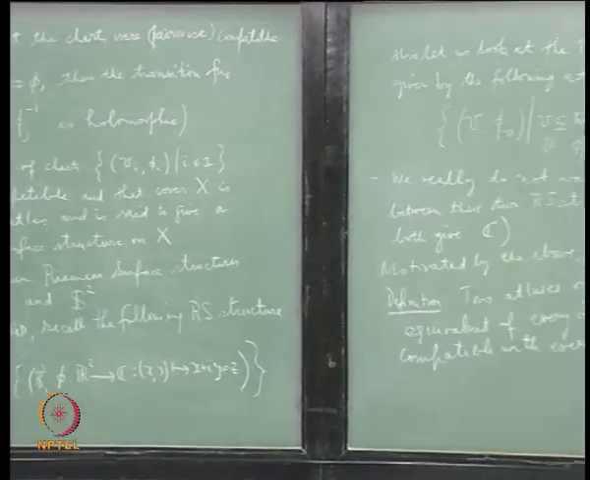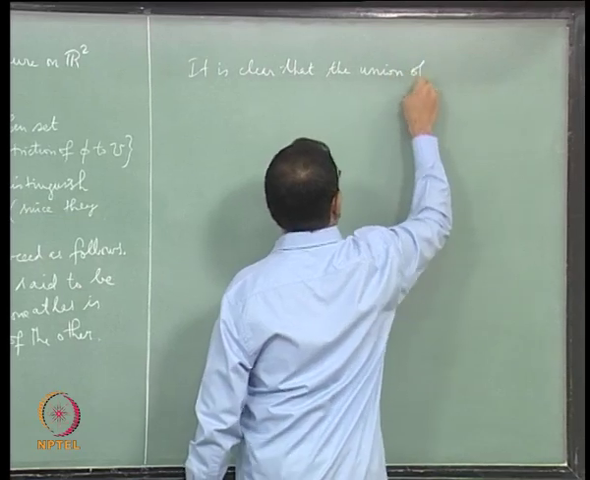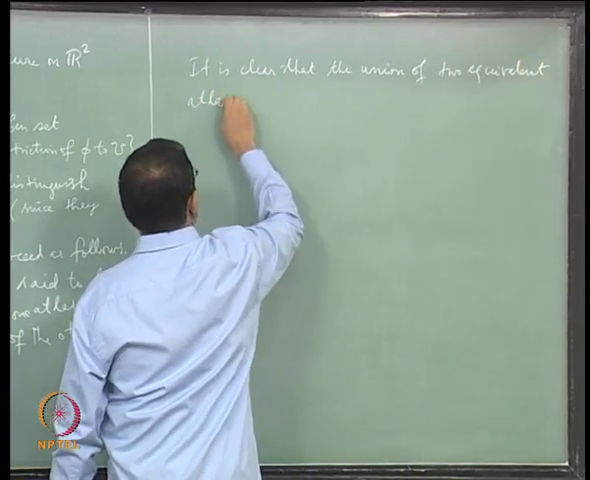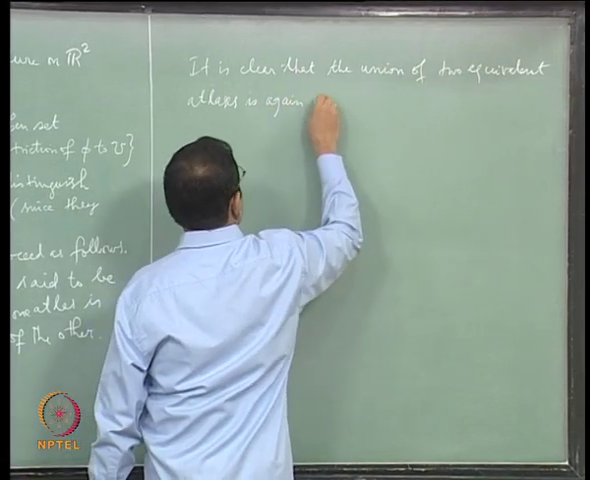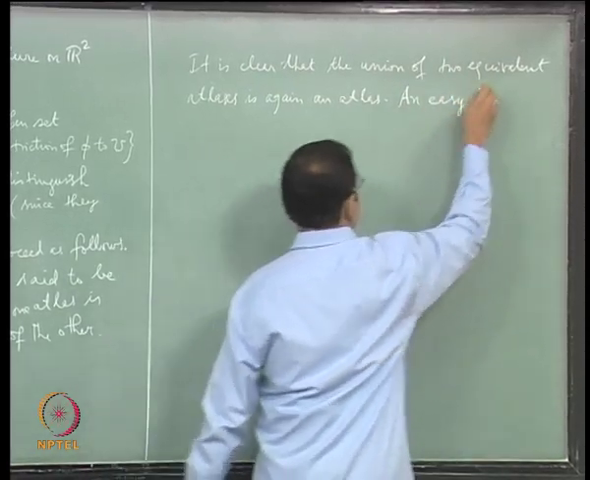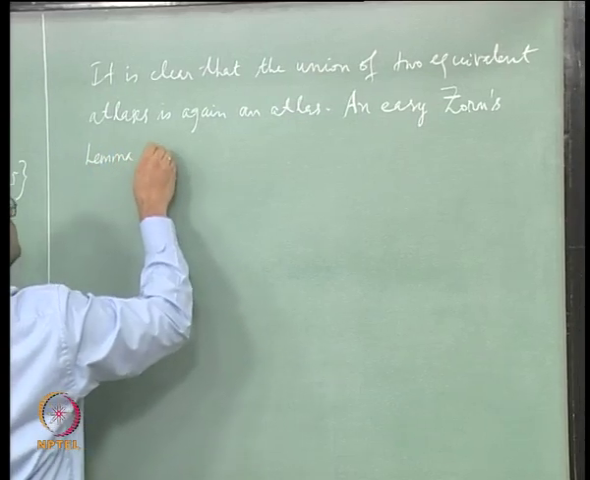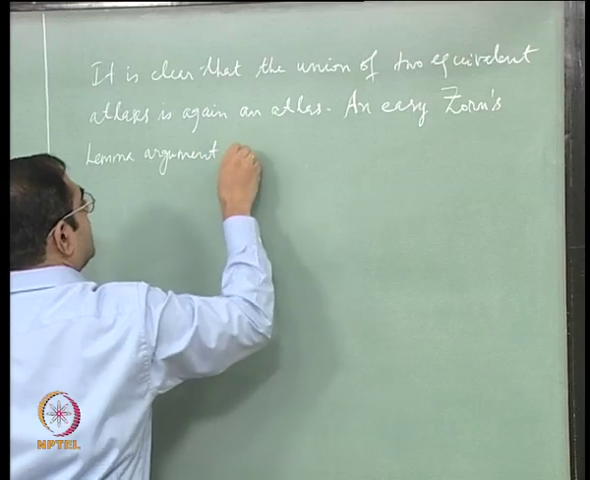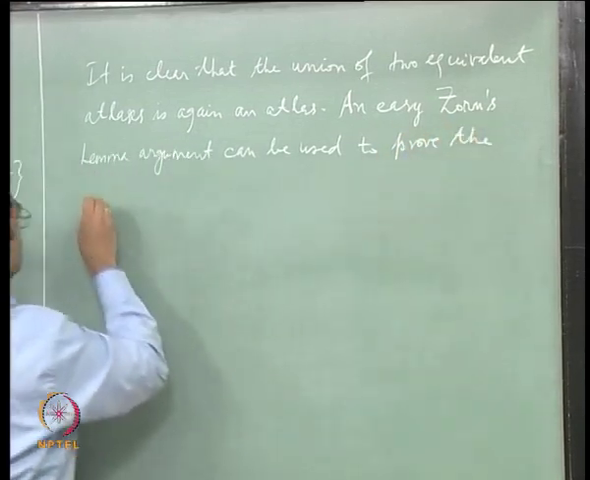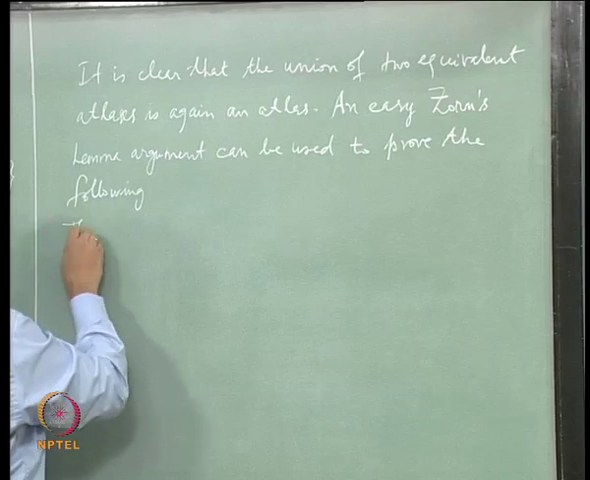It is clear that the union of two equivalent atlases is again an atlas. An easy Zorn's lemma argument can be used to prove the following. So let me call this a theorem.